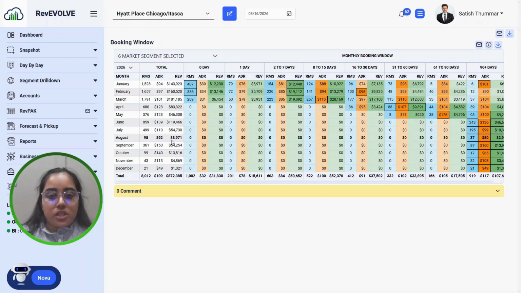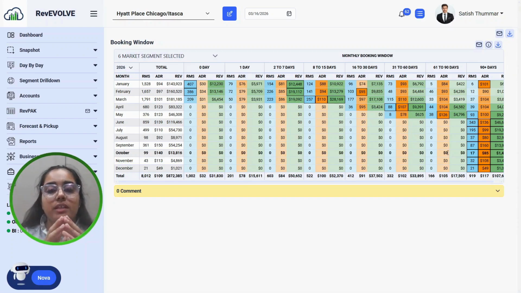For each month, the widget also shows important metrics such as rooms sold, ADR, meaning average daily rate, and the revenue. And when we combine booking timing with these financial metrics, we begin to understand not only when guests book, but also how valuable those bookings are.